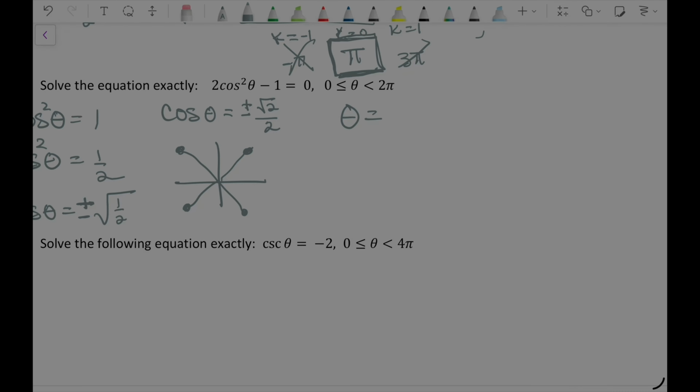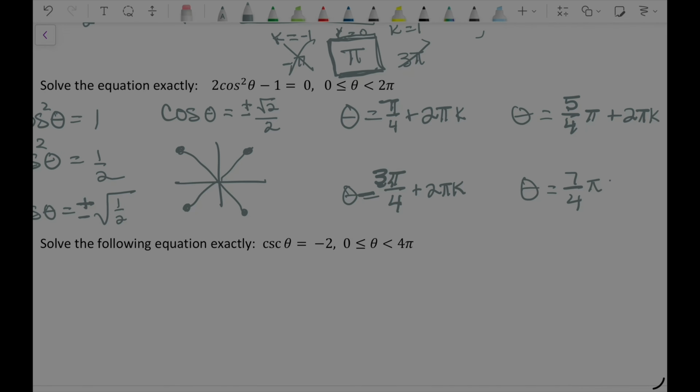Well, there are technically four different angles, right? So I could write pi over 4 plus 2 pi k, 3 pi over 4 plus 2 pi k, 5 pi over 4 plus 2 pi k, and 7 pi over 4 plus 2 pi k. Now, here's what I will tell you. These can be condensed. You can write it as two separate ones, this one here and this one here.